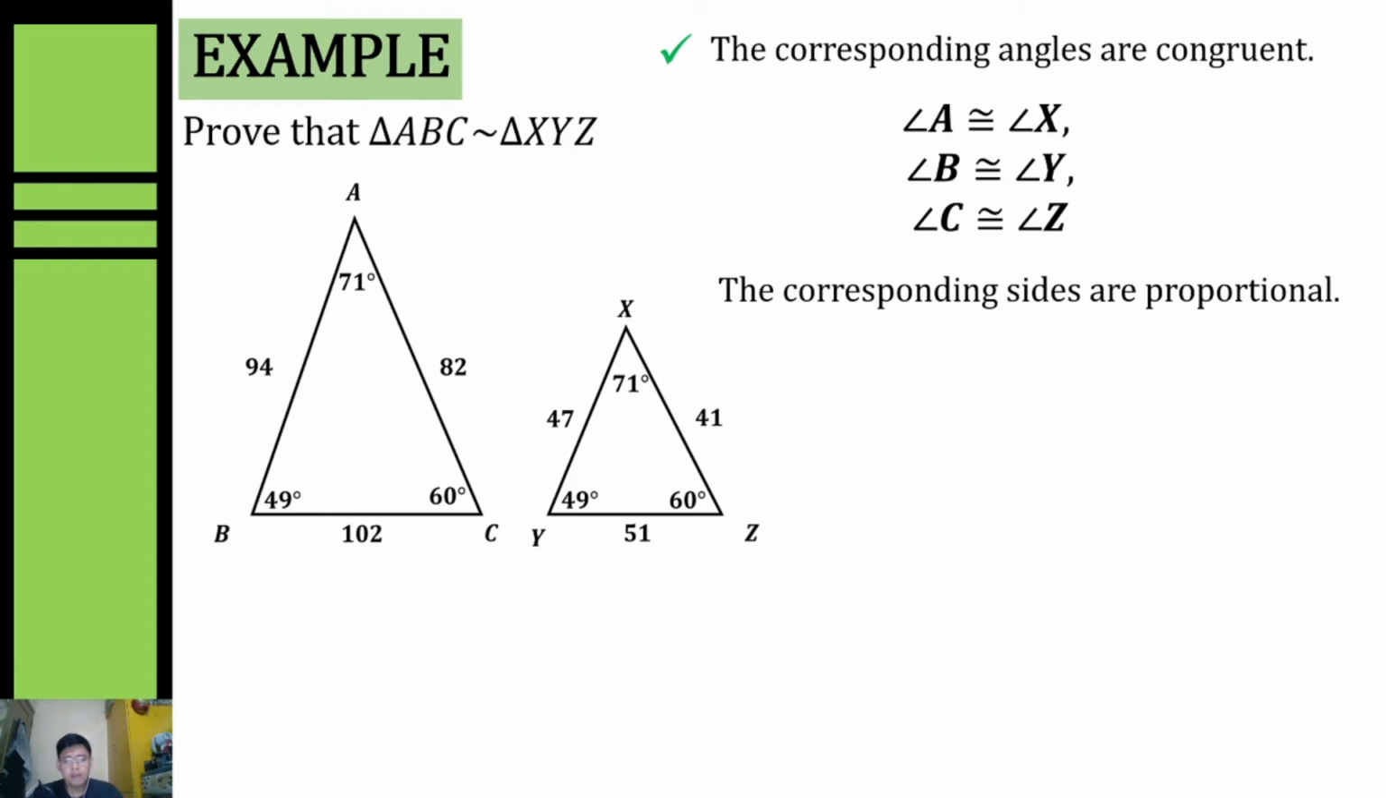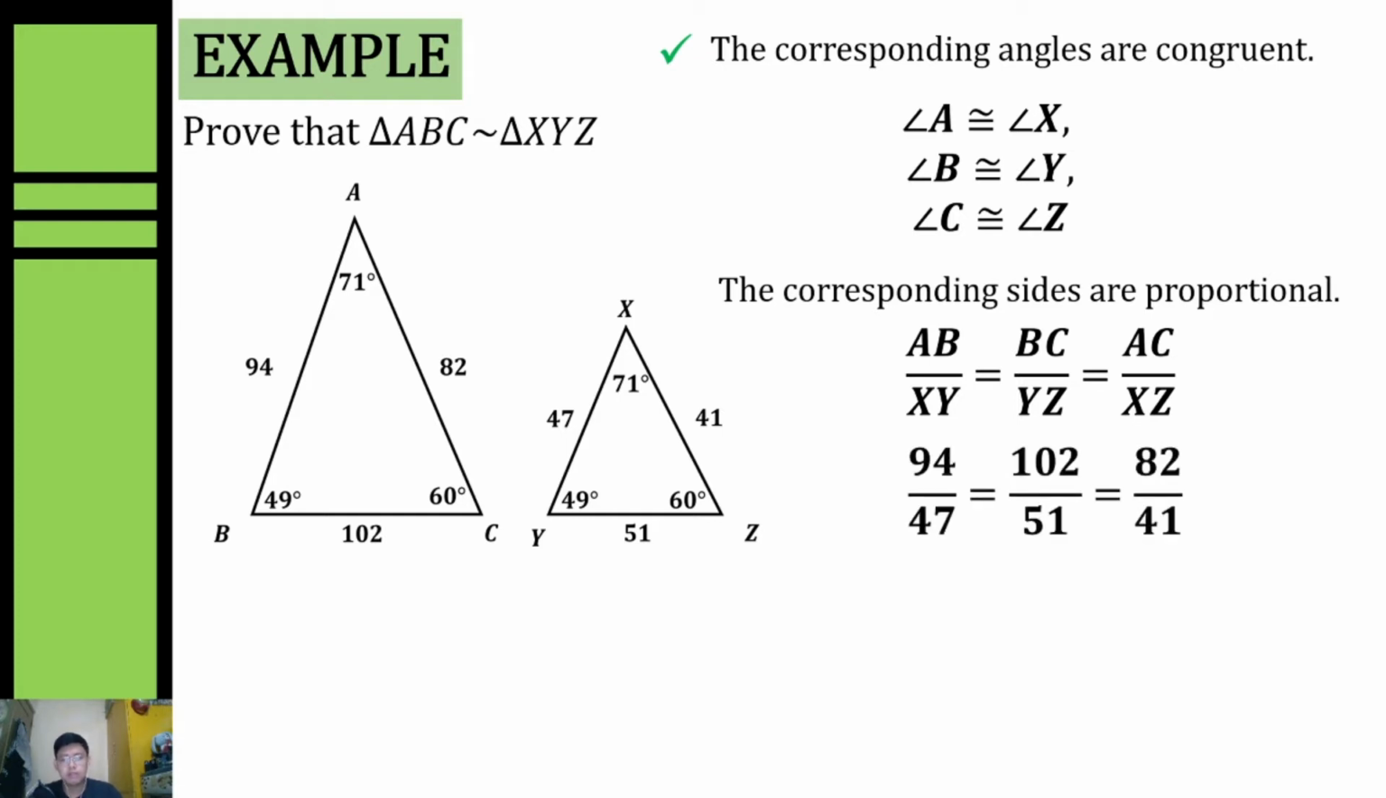Let's identify if the corresponding sides are proportional. We're going to form a ratio of corresponding sides and equate it to the ratio of other corresponding sides. So we will have this equation: AB over XY is equal to BC over YZ is equal to AC over XZ. Now, let's apply substitution by substituting the measurement of each side. So we will have 94 over 47 is equal to 102 over 51 and 82 over 41.